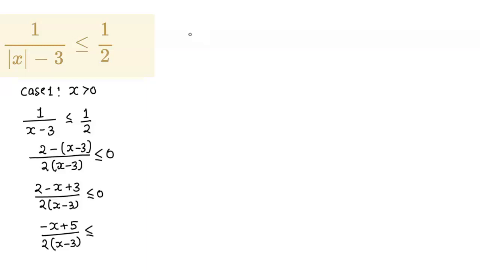So now I am going to draw a number line for this, from minus infinity to infinity. The numerator will become 0 at 5 and the denominator will become 0 at 3. So if you take any number greater than 5, the numerator will be negative and the denominator will be positive, so negative upon positive is negative. So for any number greater than 5, this whole inequality will be true, because the LHS will be negative and negative is less than or equal to 0. This is true.